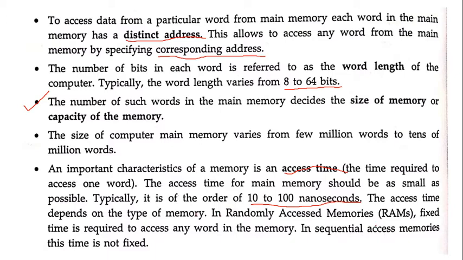In random access memory, a fixed time is required to access any word in memory. In sequential access memories, this time is not fixed. So whenever we talk about sequential access memory, this time is going to vary. But whenever we talk about RAM, the time to access a word is constant, or we can say the same for all the words.